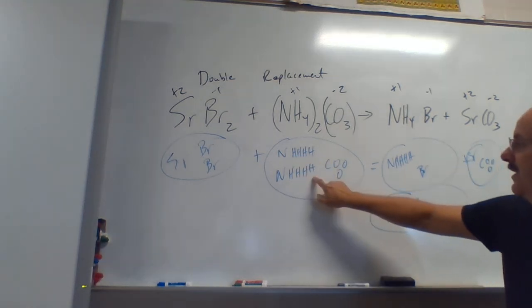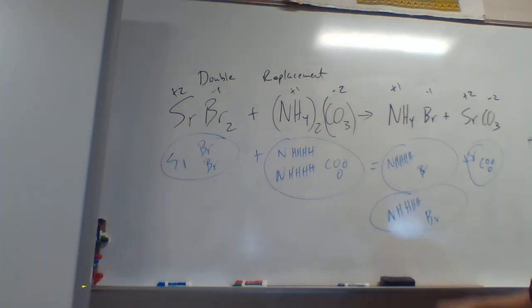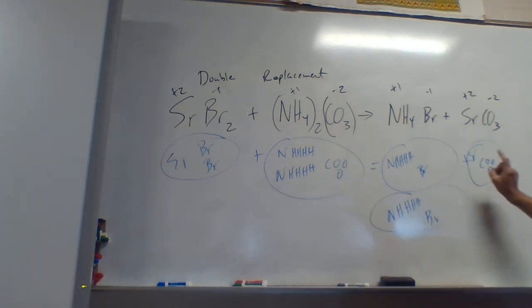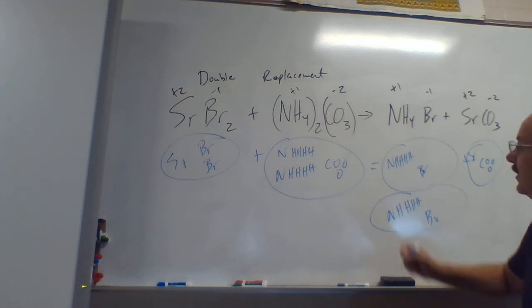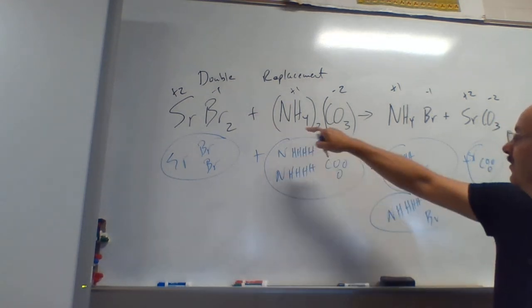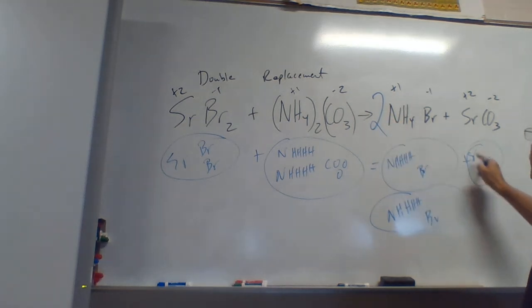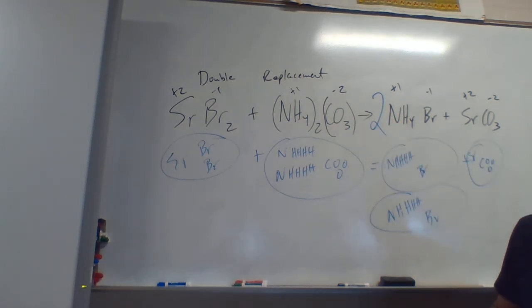1, 2, 3, 4, 5, 6, 7, 8. 1, 2, 3, 4, 5, 6, 7, 8. That's even. O's, 1, 2, 3. 1, 2, 3. There's my answer. So that's 1, leave it blank. 1, leave it blank. 1, 2, put a 2. 1, leave it blank, and there's the answer.